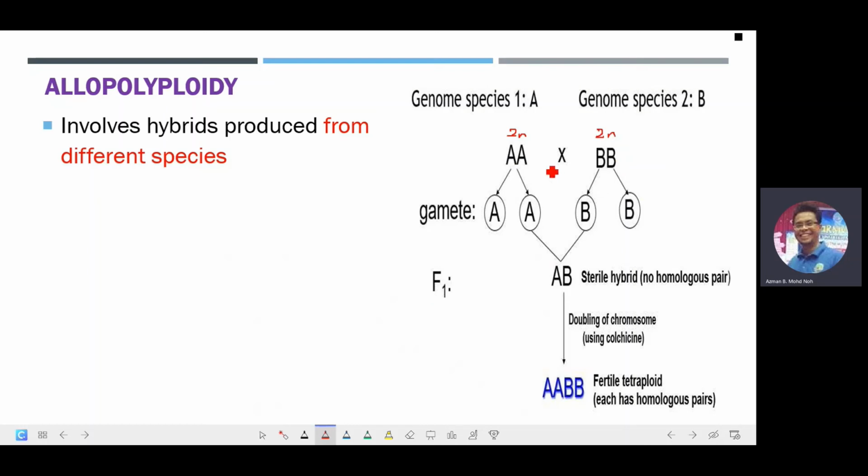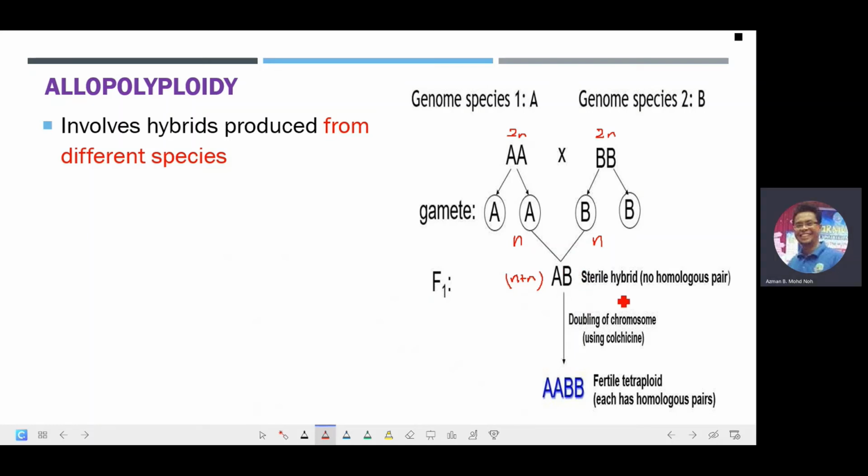However, their genomes are different. The genome for this species will be different from the genome for this particular individual of another species. And let's say these 2 individuals will produce normal gametes, in which all the gametes will be haploid. And so, if these 2 haploid gametes are fertilized with each other, a hybrid will be produced. This hybrid will show the condition of N plus N, in which this is a combination of 2 different types of genomes, genome set A and genome set B.